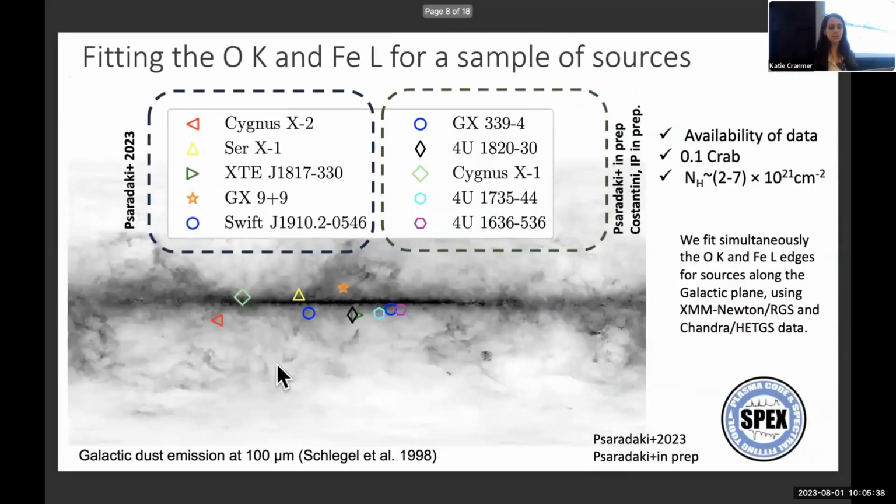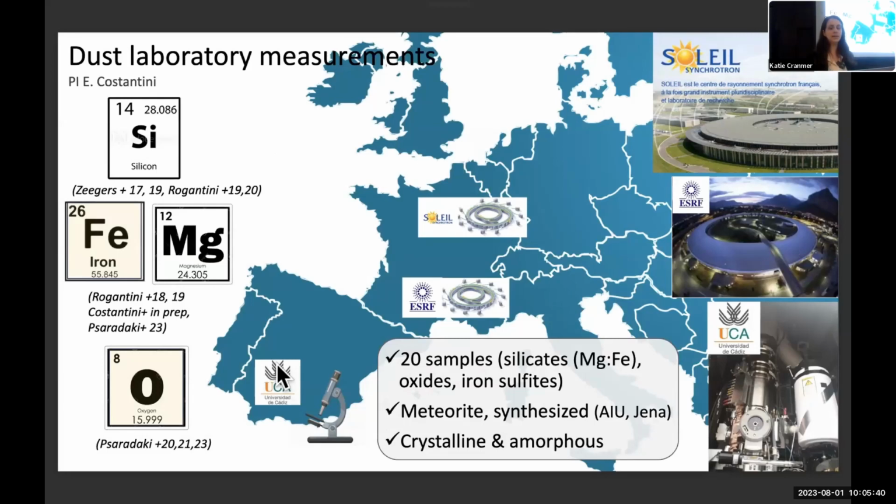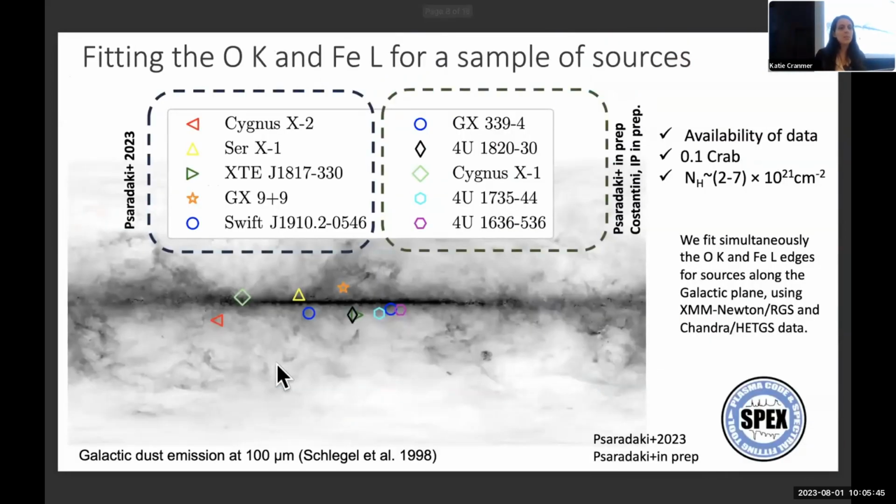I'm going to focus on the iron and oxygen here, basically the iron L edges and the oxygen K edge. So once we had our dust models and our laboratory measurements, actually the oxygen K and iron L edges, we computed the dust extinction cross sections. I don't have time to go into detail on the calculations. But we basically had about 20 models, and we wanted to fit data of low mass X-ray binaries.